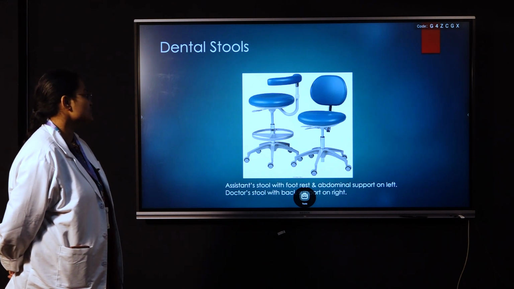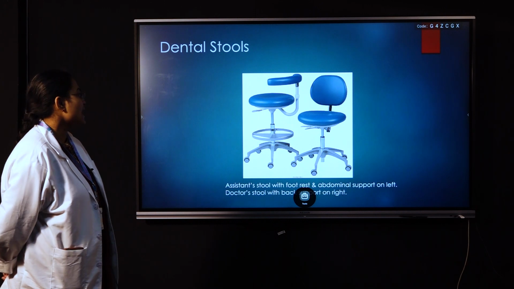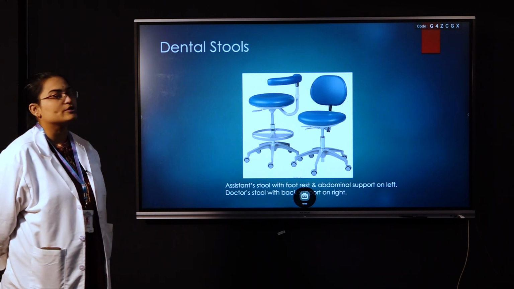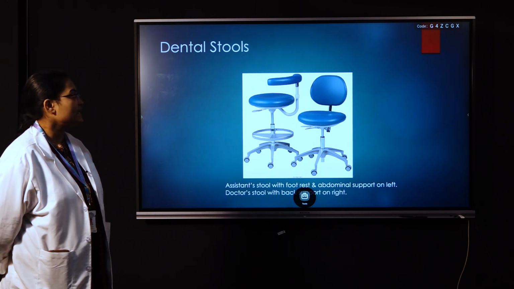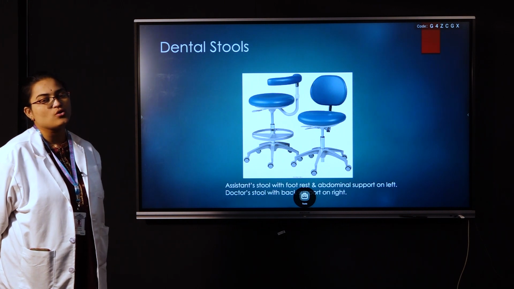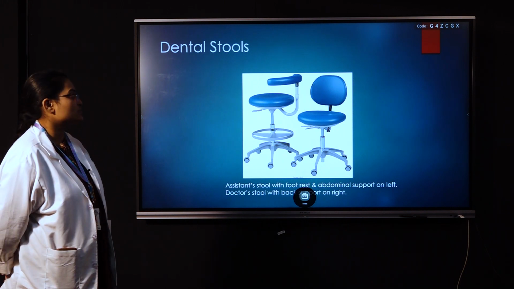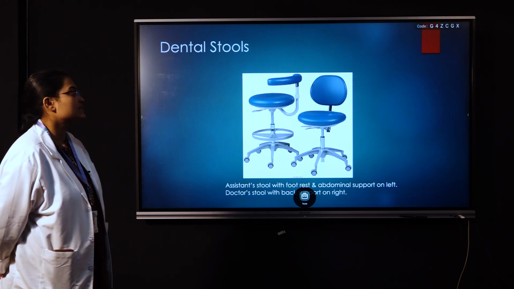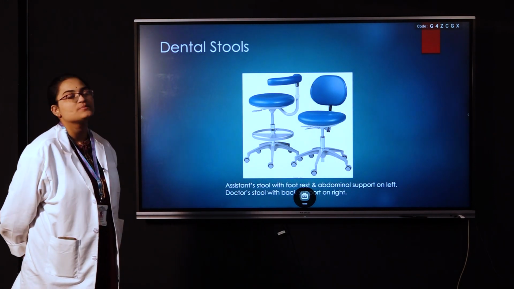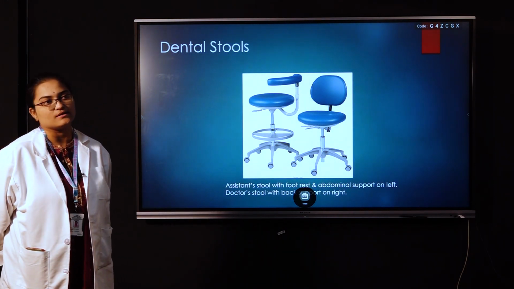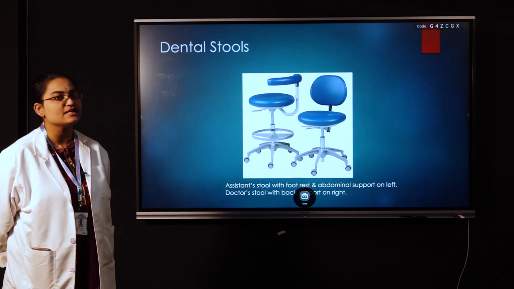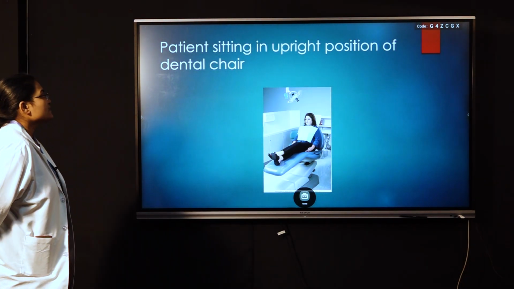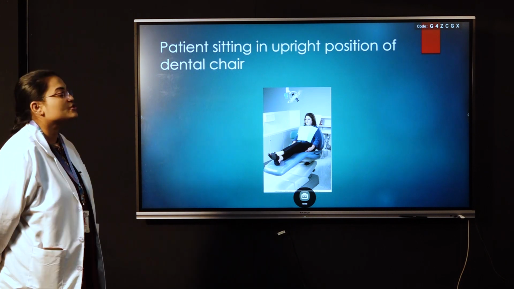The assistant stool with footrest and abdominal support is on the left side, and the doctor's stool with the back support is on the right side. The assistant is on the opposite side of the operator, and keeps assisting the doctor in a zone called the exchange zone. The exchange zone is below the chin of the patient and above the chest of the patient, where the assistant keeps exchanging the instruments with the operator. That is the reason the assistant's stool needs to be at least 4 to 6 inches higher than the operator's stool.